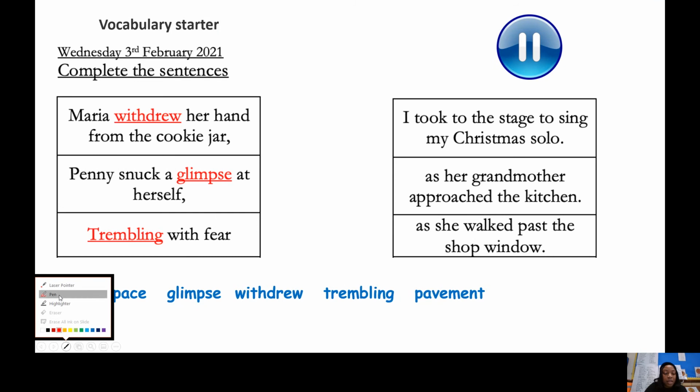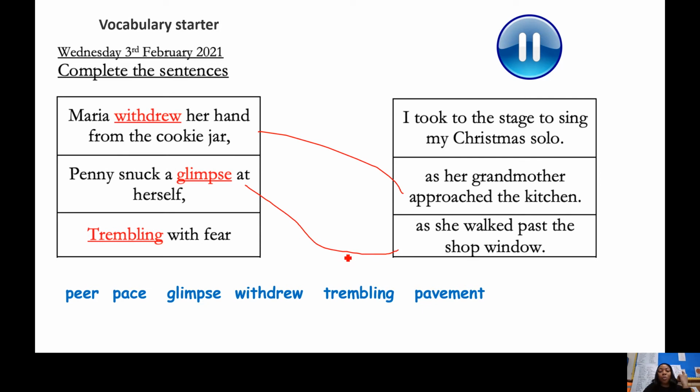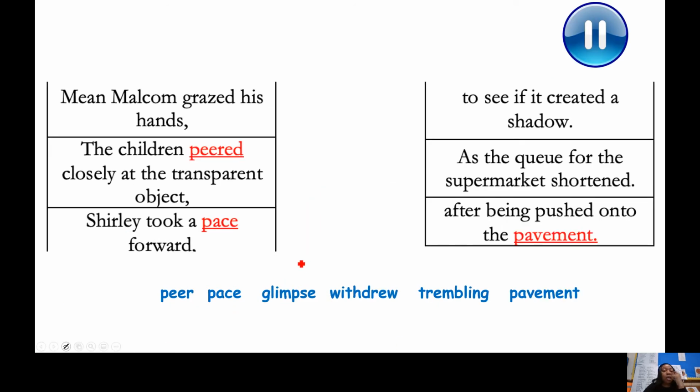Fantastic, you should have completed that by now, so let's go through the answers. Maria withdrew her hand from the cookie jar as her grandmother approached the kitchen. Penny snuck a glimpse at herself as she walked past the shop window. Trembling with fear, I took to the stage to sing my Christmas solo. Moving on to the next ones.